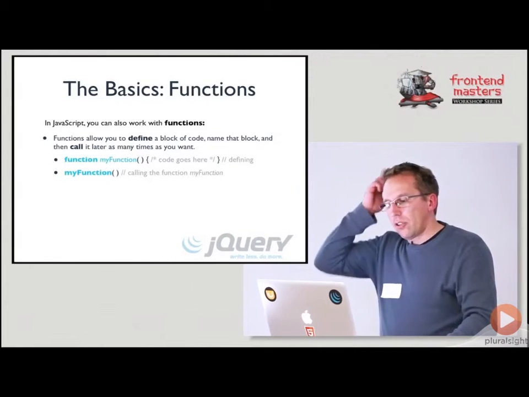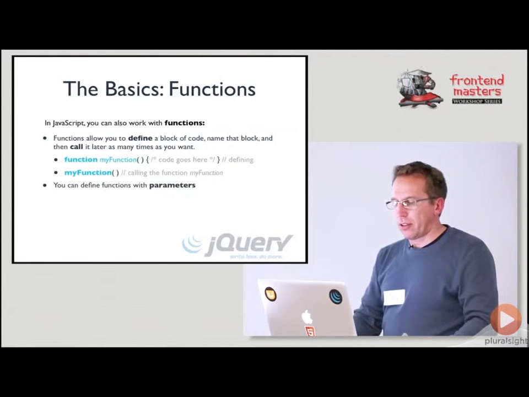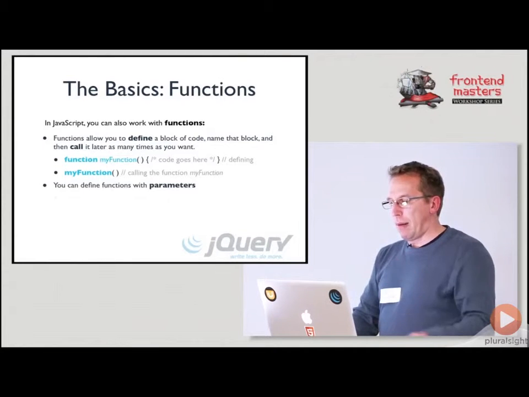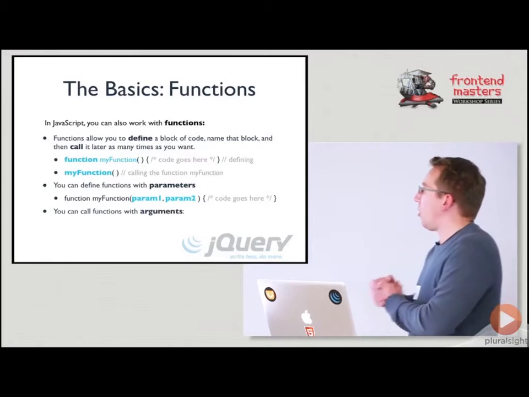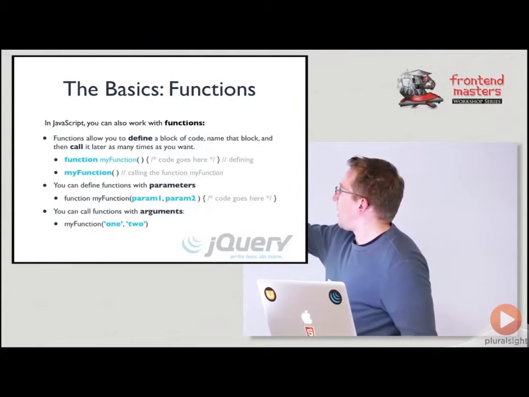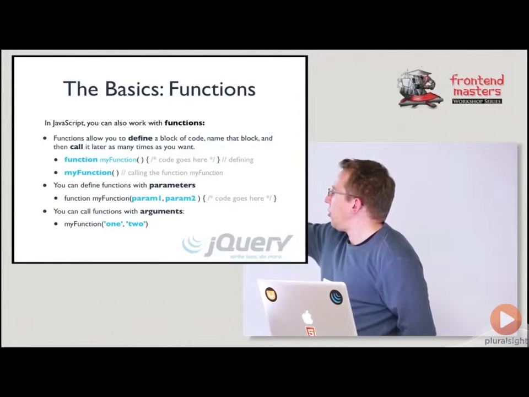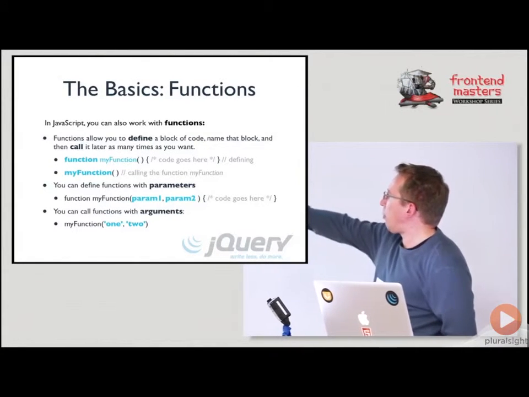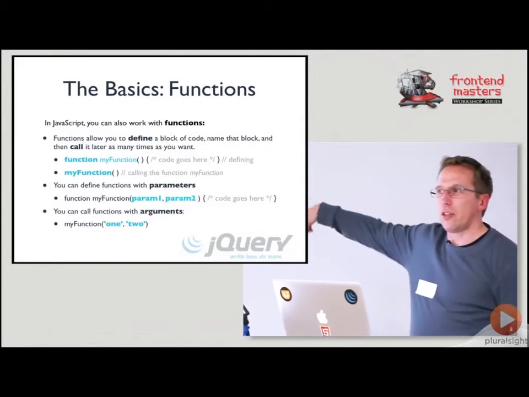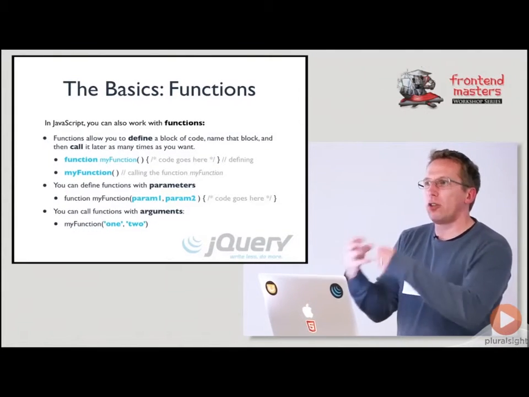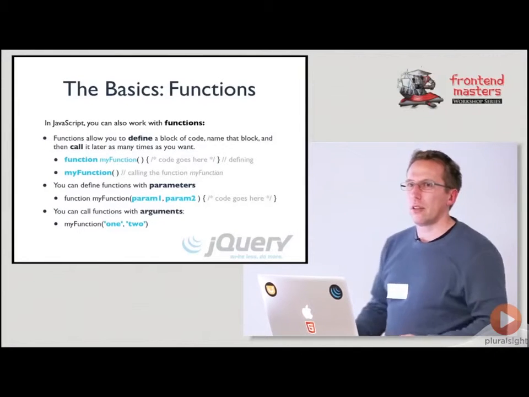All right. So you can define functions with parameters, right? Param1, param2. And then you call the functions with arguments. So my function 1 and 2 like that. And so it will use 1 and 2, those strings, in place of param1 and param2 within the function that you defined. So basically, you're using those as local variables.